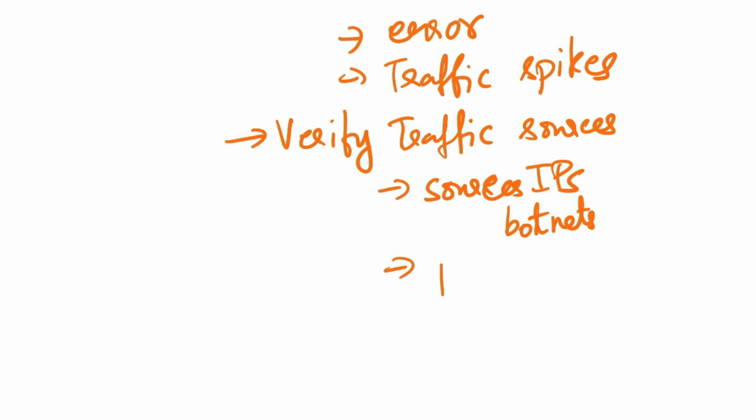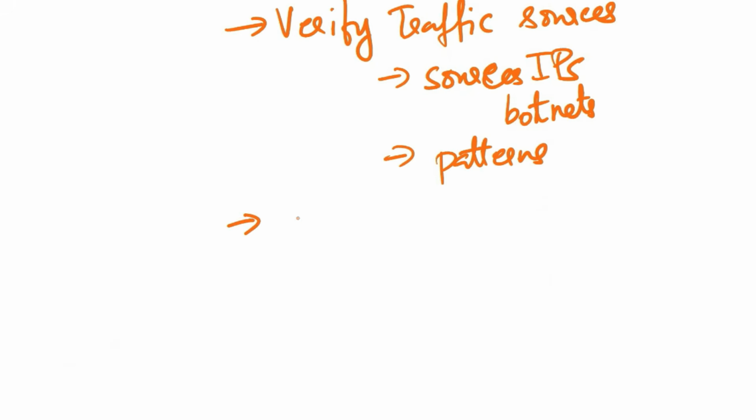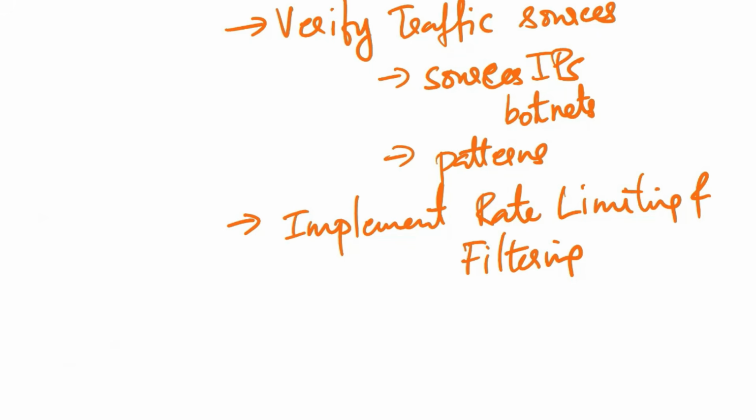Next is to look for patterns in traffic sources, such as a high number of requests from a particular geographic location or IP range. The next step is to implement rate limiting and filtering. That is, if you identified suspicious traffic patterns, implement rate limiting or filtering rules on your network devices or firewall to reduce the impact of the attack. You can use an intrusion prevention system or web application firewall to filter out malicious traffic.